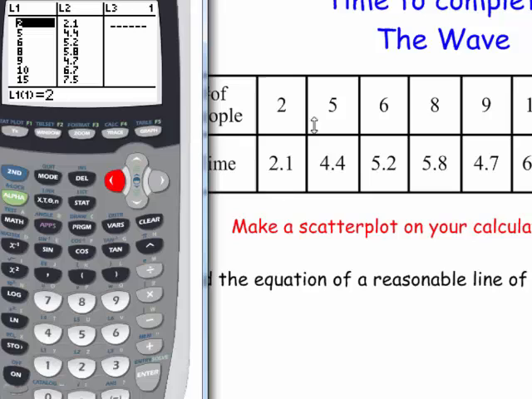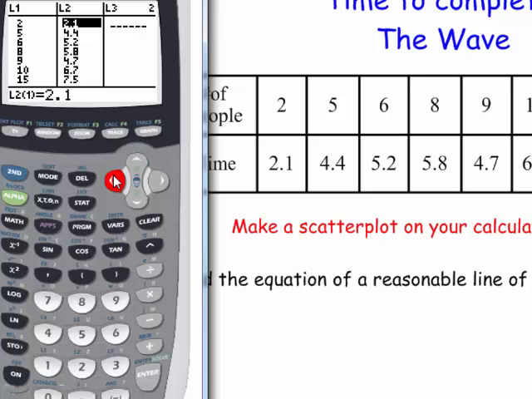So 2 for list 1 should line up with 2.1 for list 2. Same thing, 5, 4.4, right? So maybe type in that first list all the way through, then go back and type in the second list and make sure they match up. So 15 goes with 7.5, okay? So make sure they match up.